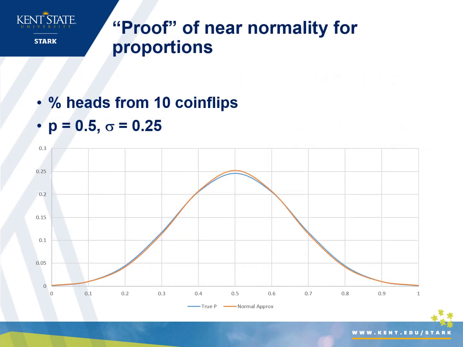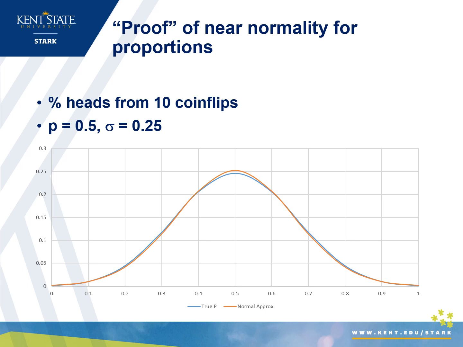Next, consider a problem of proportions. That is where we're trying to figure out what percentage of a population has a particular trait. Here what I've done is graph the true probabilities of getting a certain percentage of heads from 10 coin flips. So it's a very small sample here. It's only 10. I've superimposed on that the graph of the normal distribution with the appropriate mean and standard deviation, so it'd be centered and would be the right width.